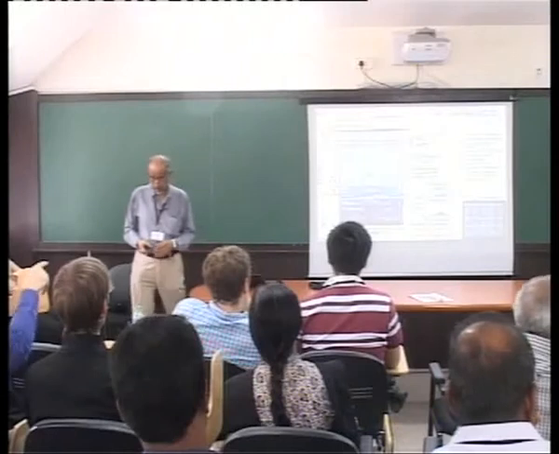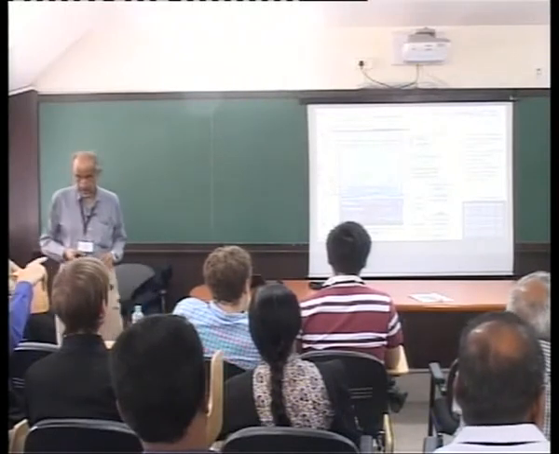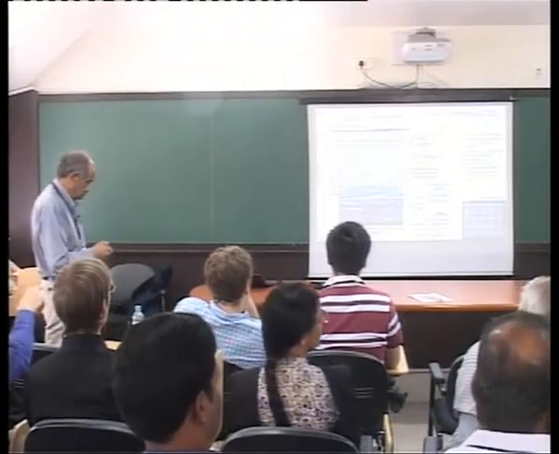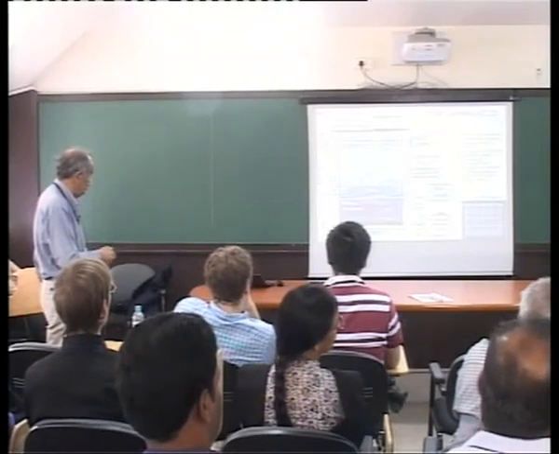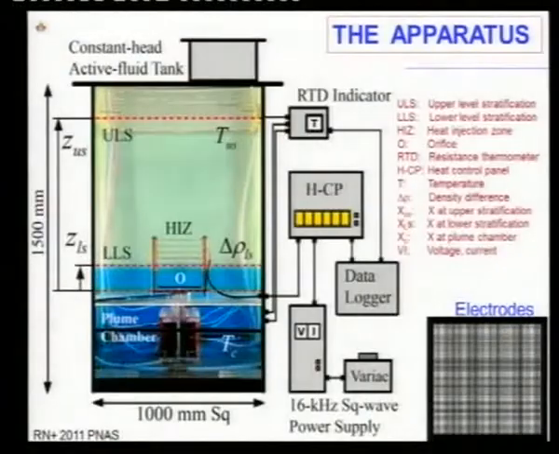May I ask, you have weak stratification between these two layers? Which two? In the middle region. Here? Yes. No. There is no stratification at all. So that's very weak. You're quite right. It is very weak. Absolutely correct. It's very weak.